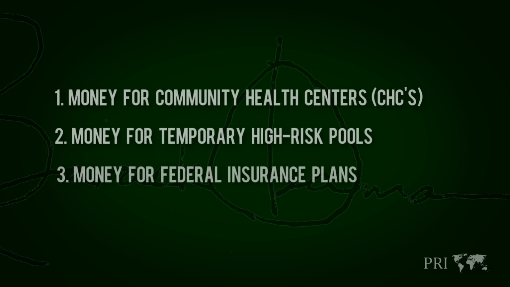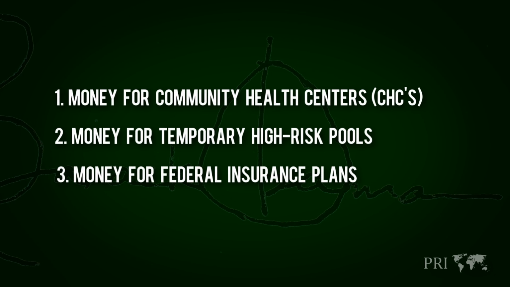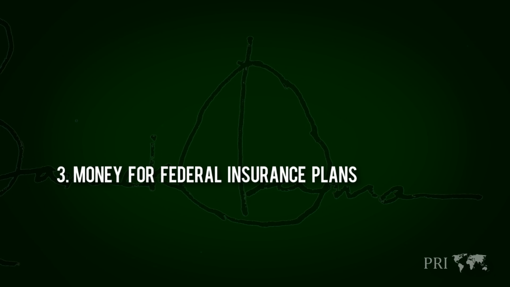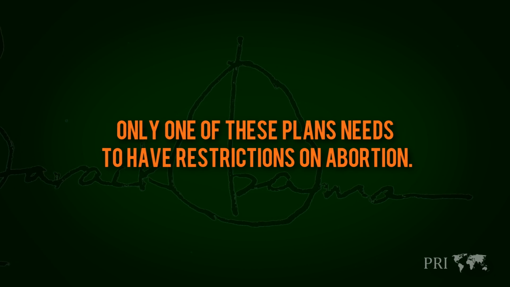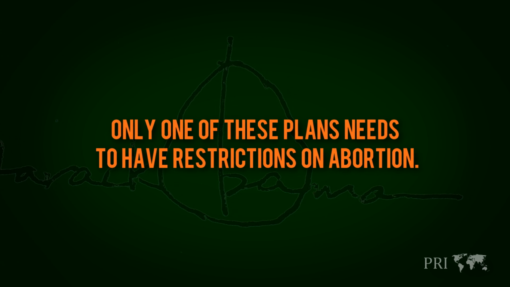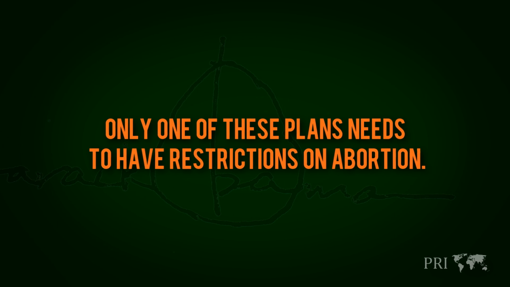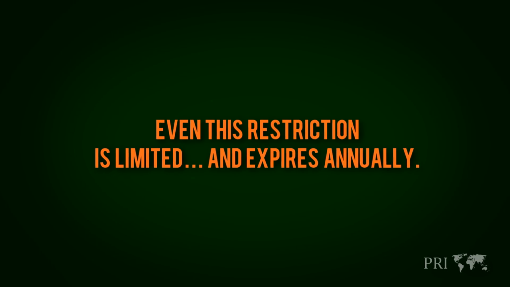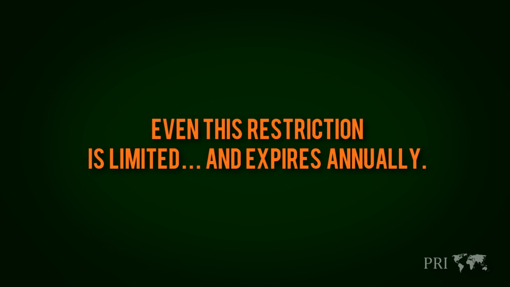Finally, there's the money that will go for federal insurance plans. Now, Obamacare provides two or more state-sponsored insurance plans. According to the bill, only one of these plans actually needs to have restrictions on abortion, meaning that federal dollars will almost certainly be paying for abortions in the other state plans. And even this restriction is limited and expires at the end of each year.